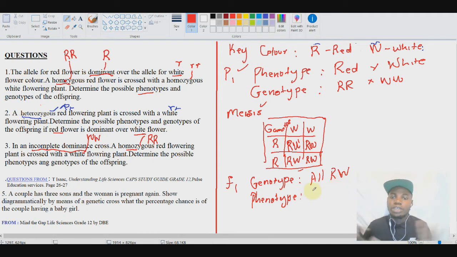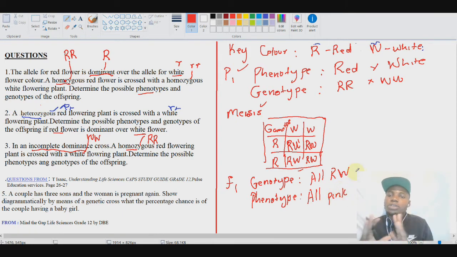In fact, in your exam, if they don't tell you that it's incomplete dominance, they will tell you that the offspring are pink, determine their genotype. Okay, so the intermediate color of red and white will be pink. So that means the phenotype of the offspring will be all pink.